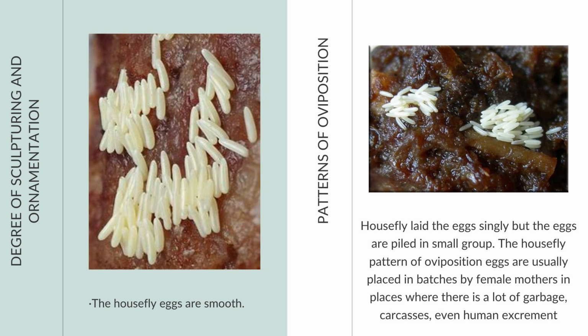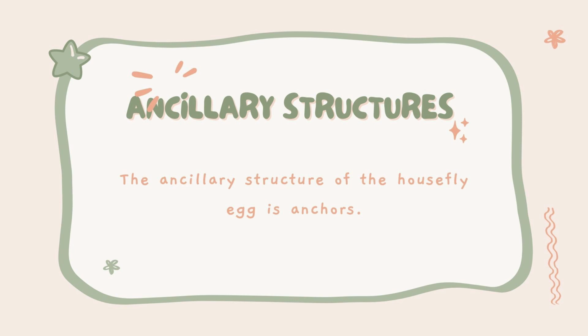Next is degree of sculpturing and ornamentation. The housefly eggs are smooth. And next, pattern of oviposition. Houseflies lay the eggs singly, but the eggs are piled in small groups. The eggs are usually placed in batches by female flies in places where there is a lot of garbage, carcasses, even human excrement. The ancillary structure of the housefly egg is anchors.